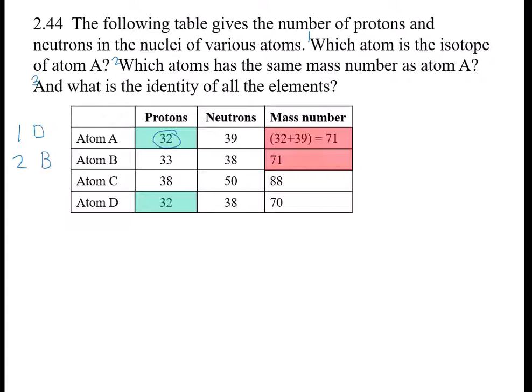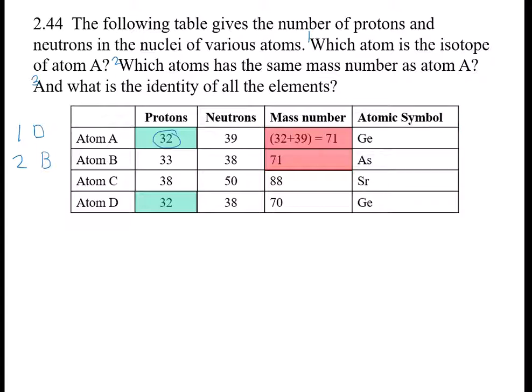Question number 3 is the identity of all the atoms. So what am I going to look at? Am I going to look at the protons, neutrons, or the mass number to get the identity? I'm going to look at the protons. On the periodic table, I'm looking for element number 32, or element 33, or element 38. So here are the atomic symbols. Element 32 is germanium, then arsenic, strontium, and back to germanium.